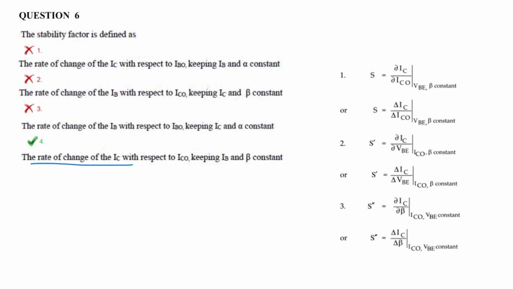It is the rate of change of collector current with respect to ICO leakage current, keeping VBE and beta constant. Correct answer is option 4.